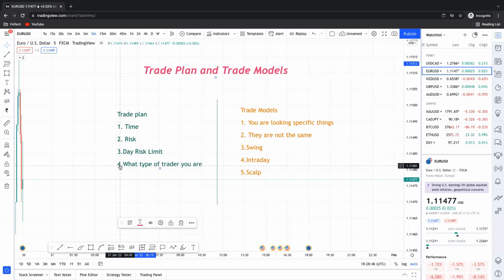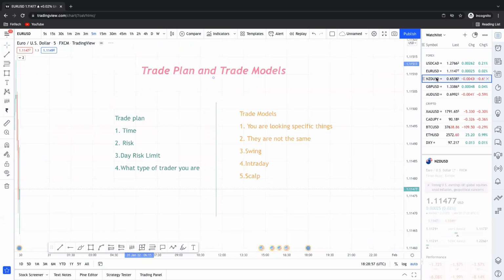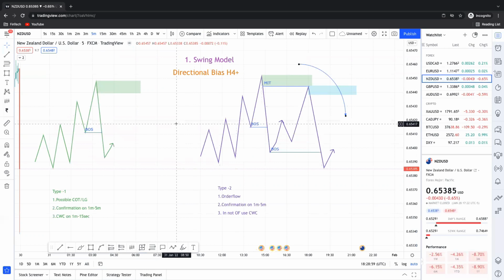We'll go deeper into the models. So let's talk about the swing model now. There you go, swing model.